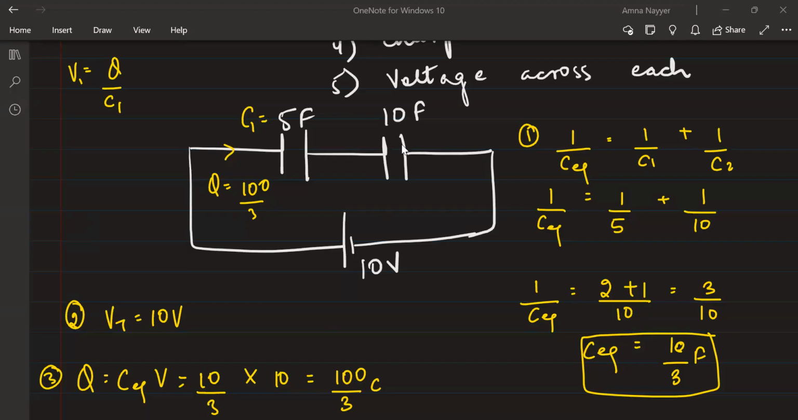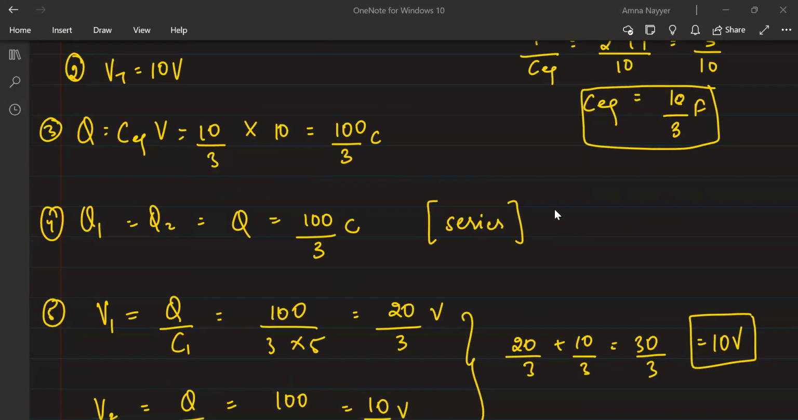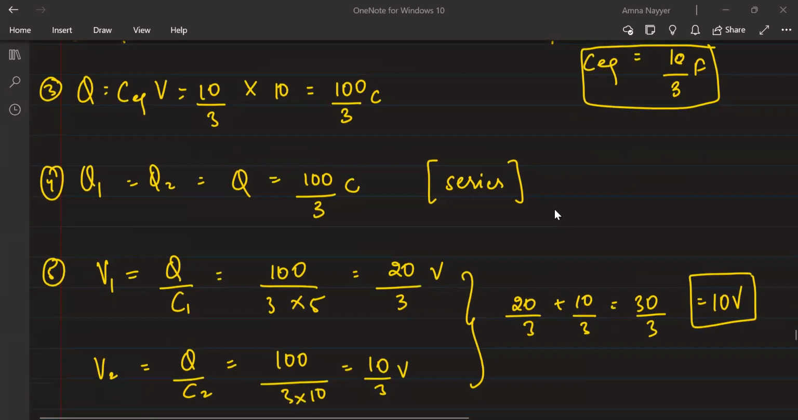Ma'am, the second one is already given, right? Yes, the total voltage is already present in the question. Done?